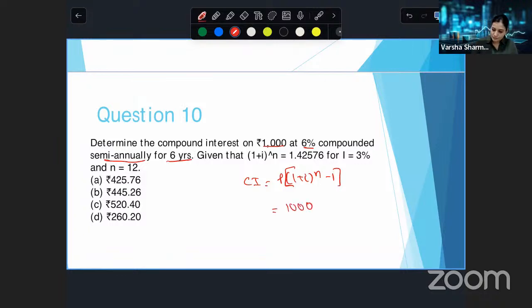Principal 1,000, the value is 1.42576 minus 1. 425.76. It's right, it's wrong, doesn't matter. Use this. Understood? Clear?